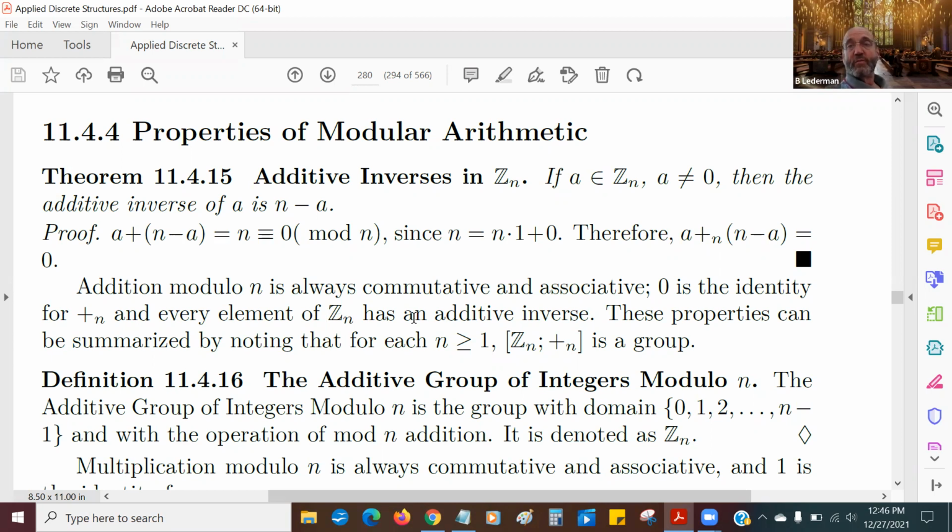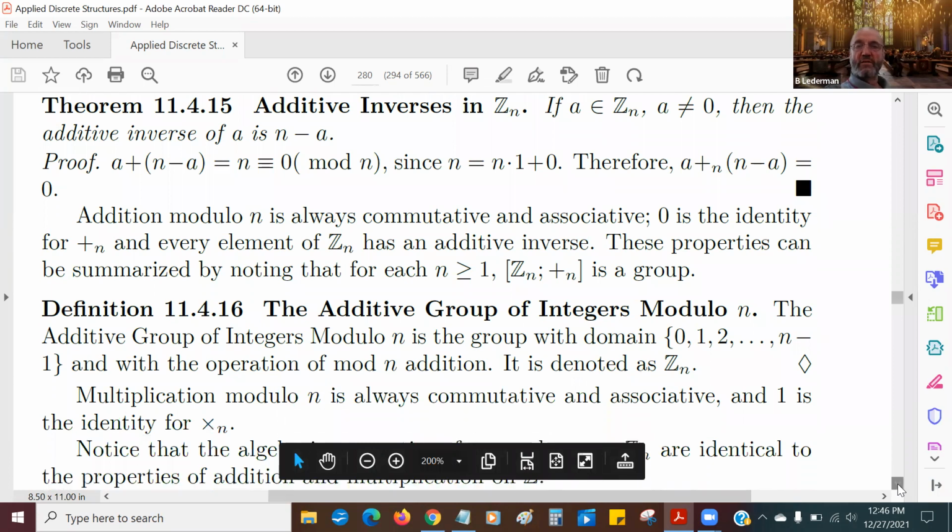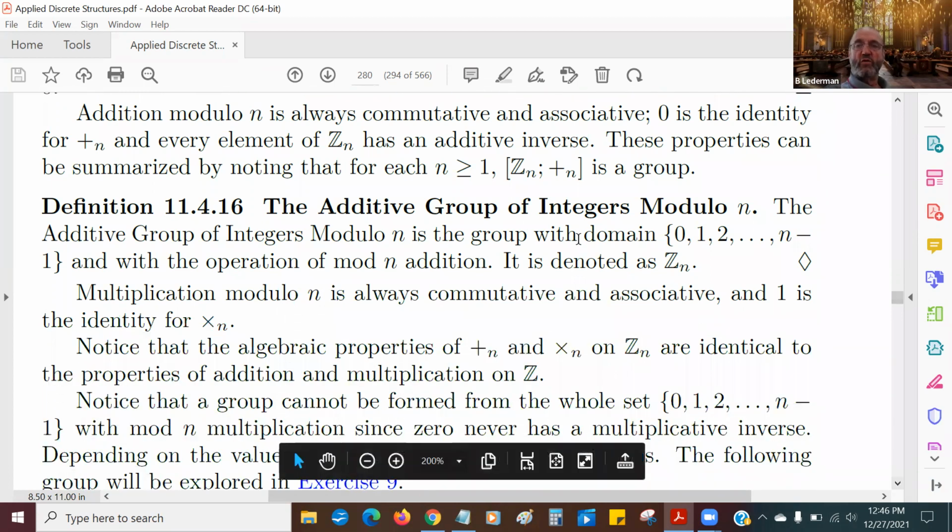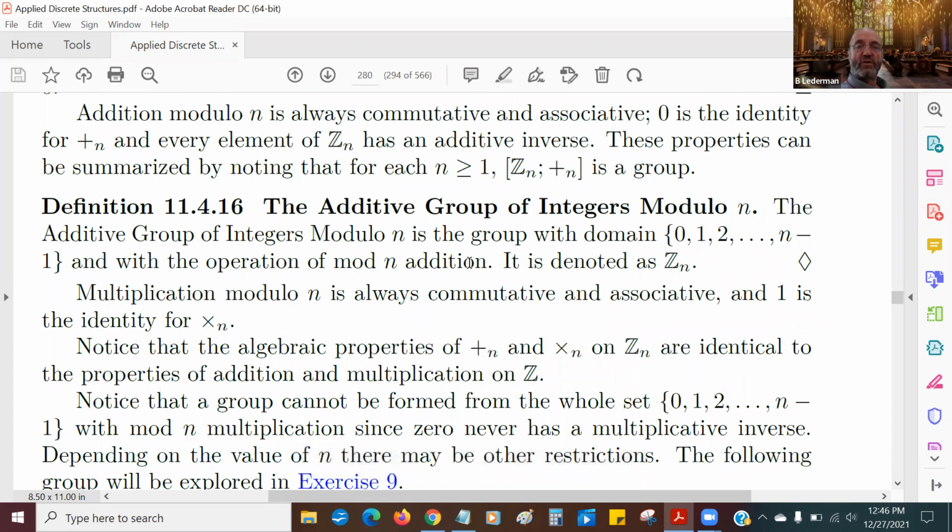So to put it into the language that we've been using so far, that means that Zn with modulo addition is actually a group. It satisfies all the conditions of a group, and that's why it's so interesting to us here in this realm. Not just because of the attributes of modular addition, but the fact that it does form a group. Let's define it here. The additive group of integers modulo n is a group. The domain of the group is 0 to n minus 1, and the operation is modulo addition.